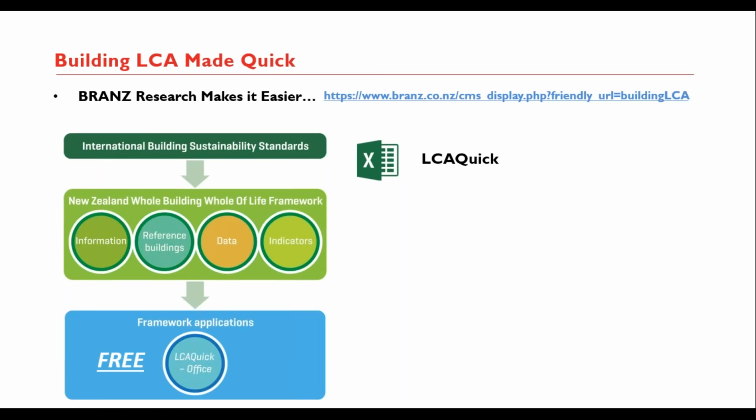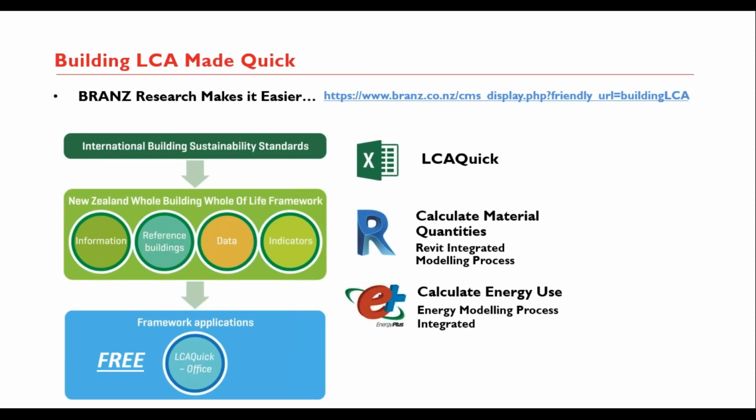LCA Quick has been designed to link in and be compatible with BIM modeling, that's using a BIM tool such as Revit to calculate material quantities through the building schedules. It also has inputs so that you can take the energy modeling results and calculate the environmental impact of the operational energy use. At BRANZ, to support this, we've also created YouTube training tutorial videos, which are available by following this link.